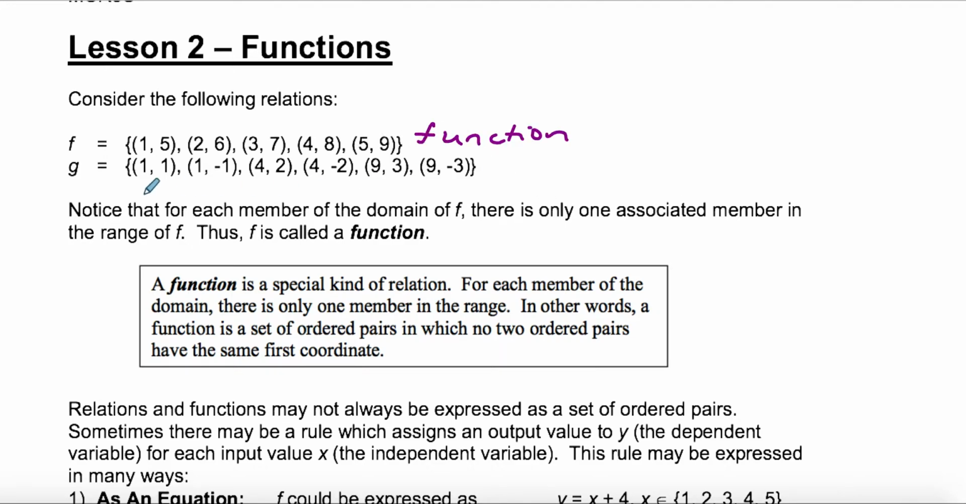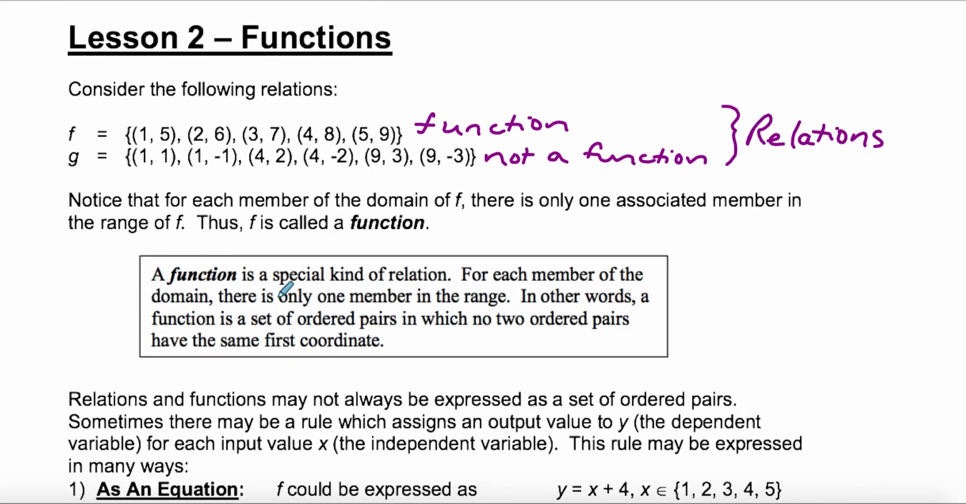But if we look at g, (1, 1), (1, -1), for every x there is more than one y, (4, 2), (4, -2). So this second relation, g, is not a function. But we have studied relations, and when we have x and y values and we plot ordered pairs, these are both relations.